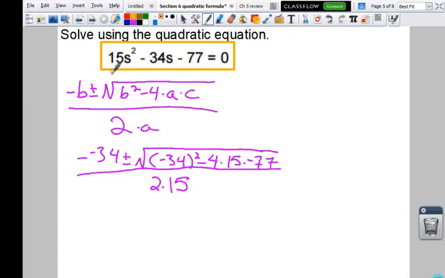Don't do divided by 30 only on the square root, because everything is divided by 30. Everything is divided by 30, not just the square root. So you're going to have this negative, negative 34 is positive, right? So 34 plus or minus 76.